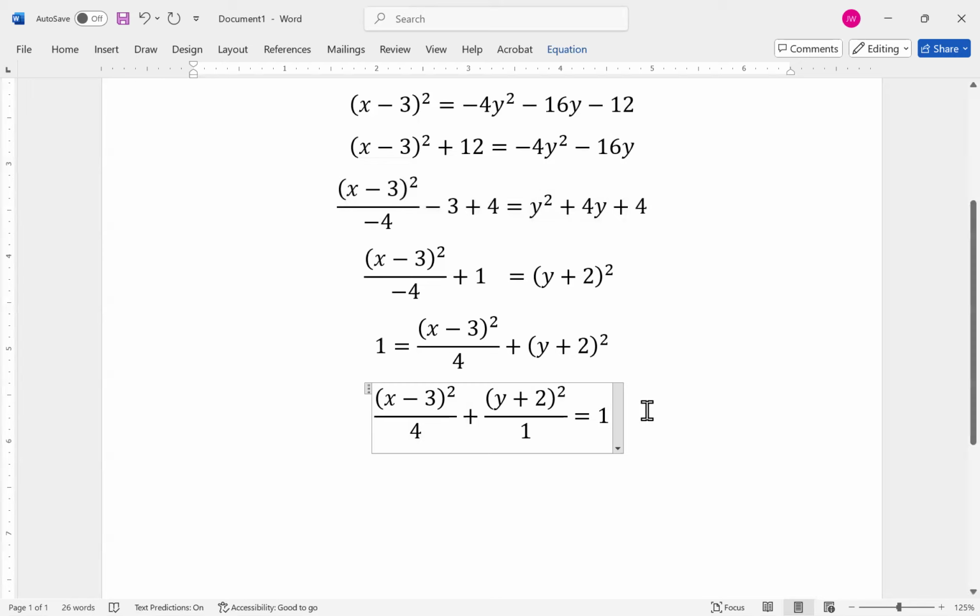By the way, now that we have this, if we wanted to, we could find all of the features of this ellipse: where the center was, where the vertices were, the length of the major axis, where the co-vertices were, the length of the minor axis, the foci, the eccentricity, and so on and so forth.